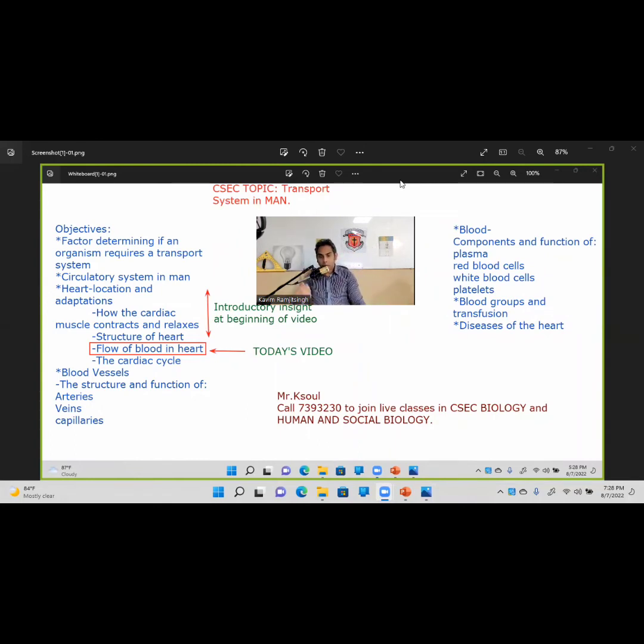Right, so what we're looking at here is the transport system in man, CSEC syllabus, and the objectives for CSEC students is to understand a factor determining if an organism requires a transport system. As the first thing that you will do in transport system in man, then you will understand what is a transport system in man. It's called the circulatory system.